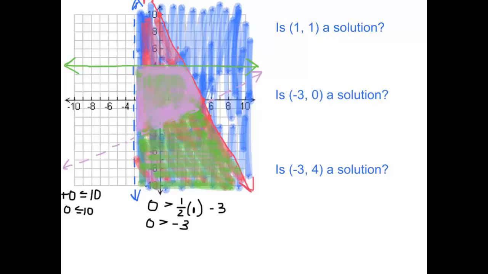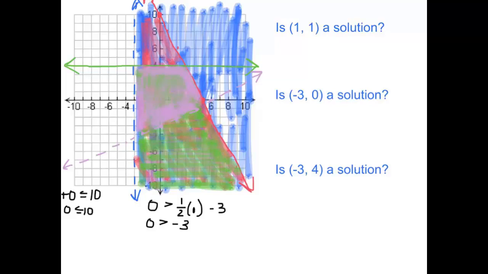I have 3 questions here. Is the point 1, 1 a solution? In order for it to be the case, we would have to make sure that x equals 1 and y equals 1 satisfy all 4 inequalities at the same time. So I can go through and I can plug in x equals 1, y equals 1, one at a time into our 4 inequalities and make sure that each one works.